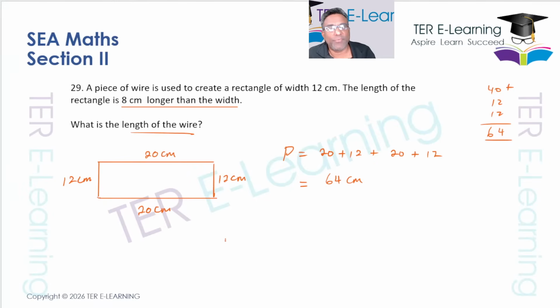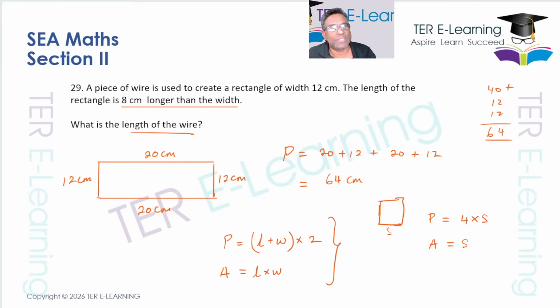Just make sure you know your formulas. The perimeter of a rectangle is length plus width, multiplied by 2. Area of a rectangle is length multiplied by width. Make sure you know these two formulas. For a square, let's say we have one side here. The perimeter is 4 multiplied by the length of one side, and the area is side multiplied by side, or side squared. So this here is for a square. You'll need to make sure you know that for the exam, okay?